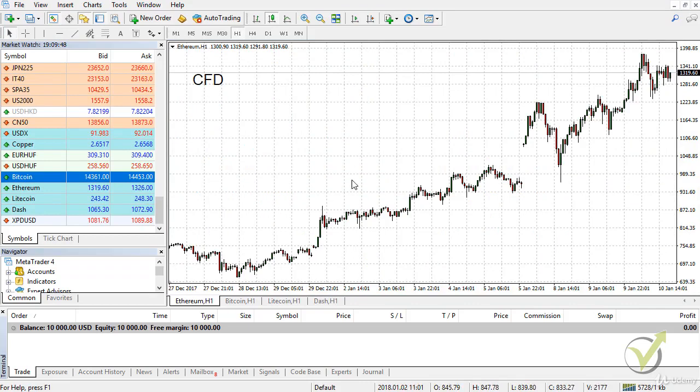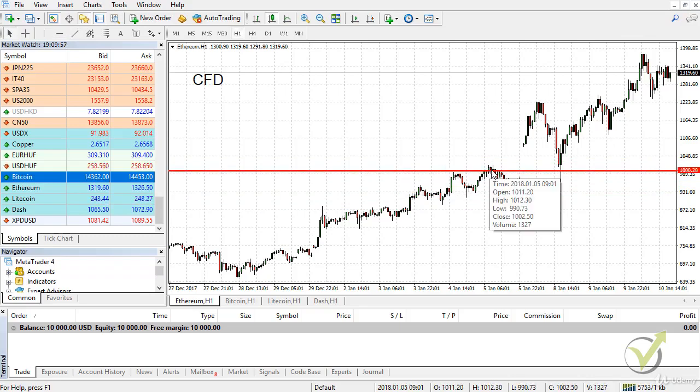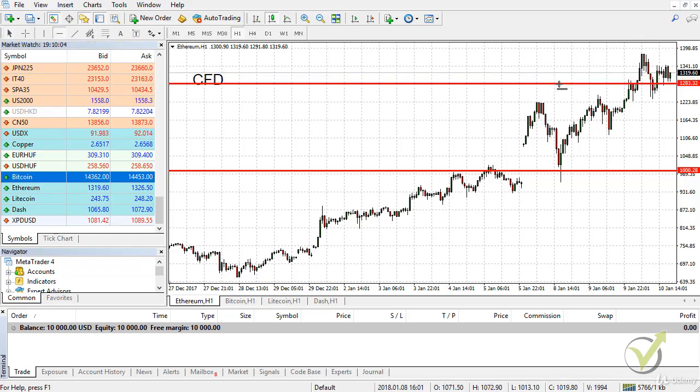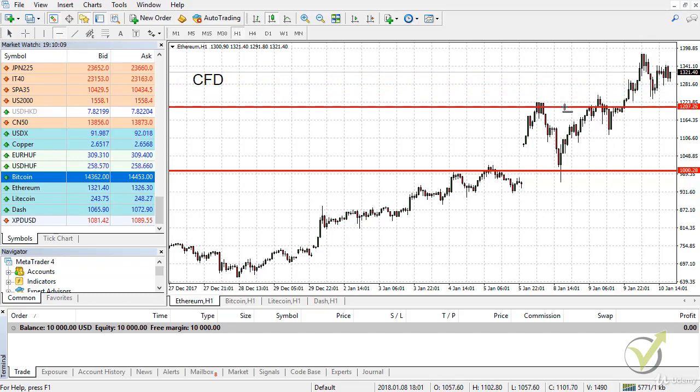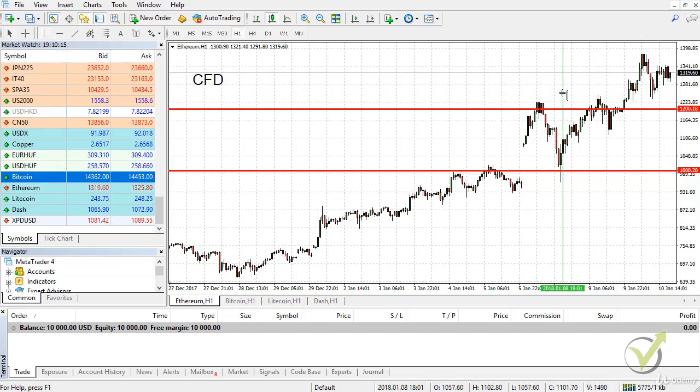Let's say you buy at a certain level. I will just put it somewhere randomly. Let's put it around 1000. So let's say you buy at 1000 and then the price goes up and you close your trade at 1200, for example. Where is it? Right over here. Let me just put vertical lines to make it more visual.